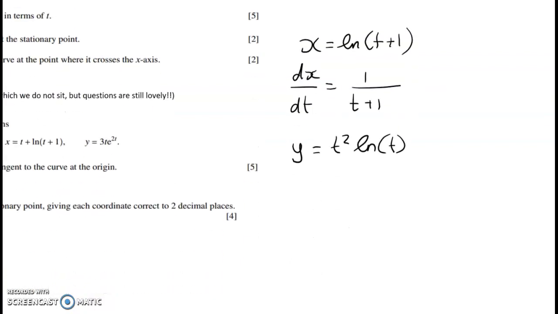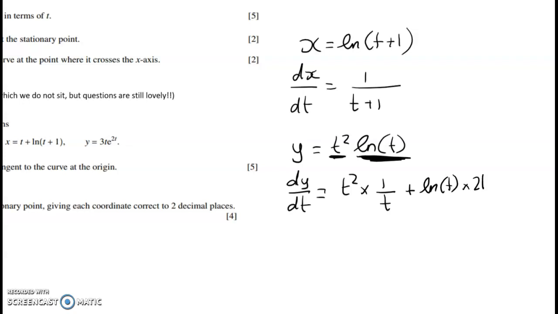Now this is a bit of product rule practice. Dy by dt is going to be t squared times 1 over t, so the first function times the derivative of the second, plus the second function times the derivative of the first function. Let's clean that up first. So we get t plus 2t ln of t.